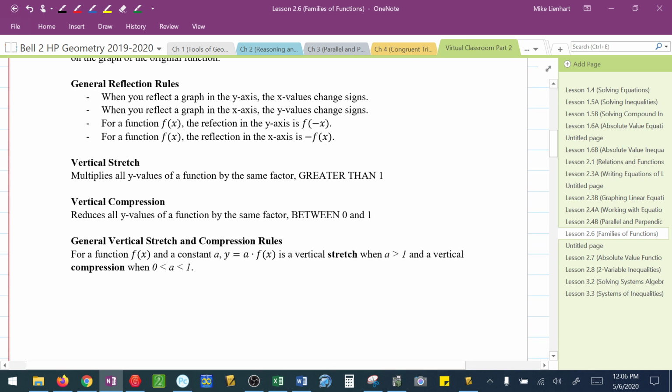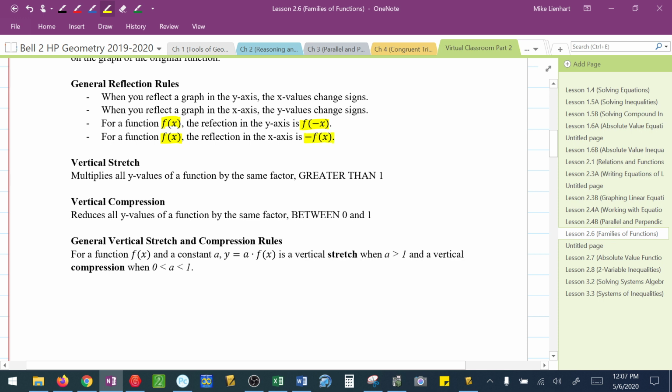So I condensed this a little bit to some general reflection rules. When you reflect over the y-axis, x changes. When you reflect over the x-axis, y changes. Then I rewrote these in function form. So f of x, when you reflect it over y, becomes f of the opposite of x. In other words, you're going to hear me say this, I'm going to put a negative inside the function. Or if I have f of x and I reflect it over the x-axis, I'm going to put a negative in front of the function.